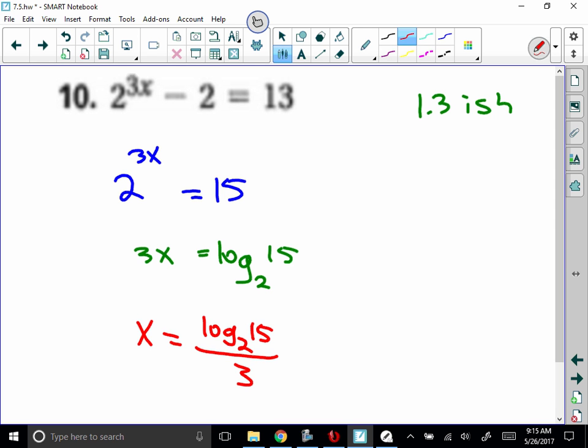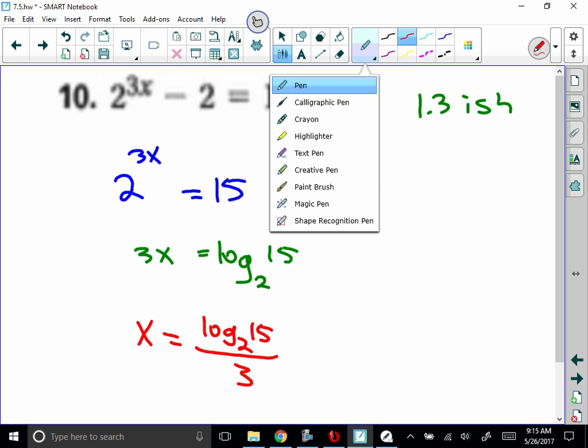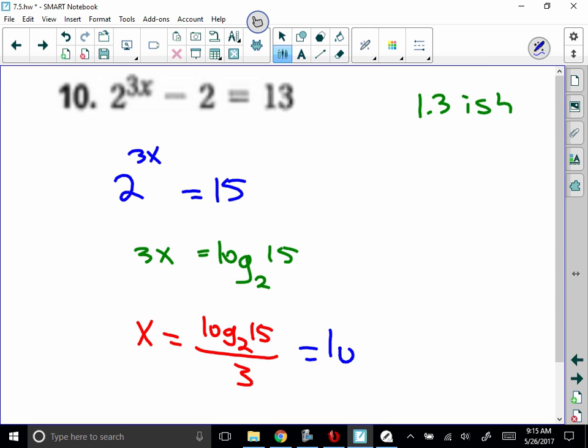A lot of people want to try to say, and so this equals the log base 2 of 5. No, you can't do that. It doesn't work that way. It's the log base 2 of 15 and then divide by 3. So let's see.